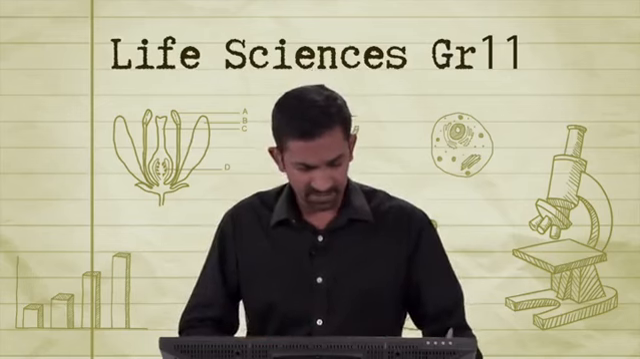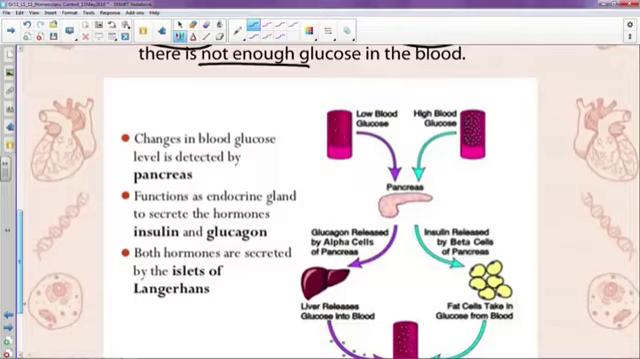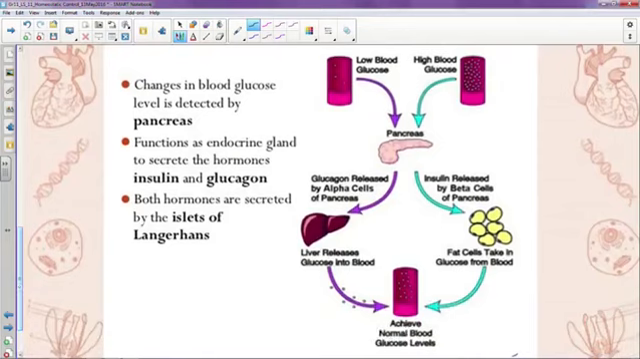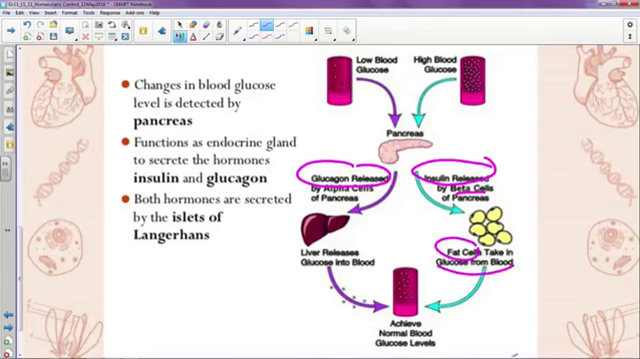So here is an illustration that I've got right here at the bottom, which essentially summarizes what I've done thus far. And as I said, when we look at the pancreas, guys, the pancreas produces two hormones. It produces glucagon and it produces insulin. The insulin is released by the beta cells, and it will convert the excess glucose and store it as glycogen. The fat cells take the glucose from the blood and store it.